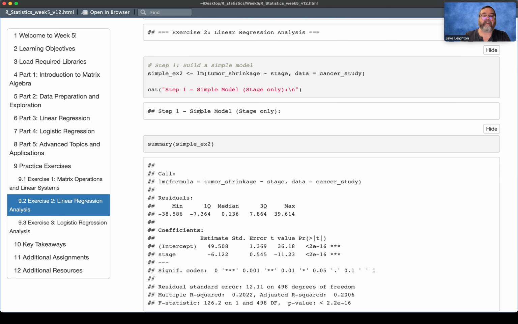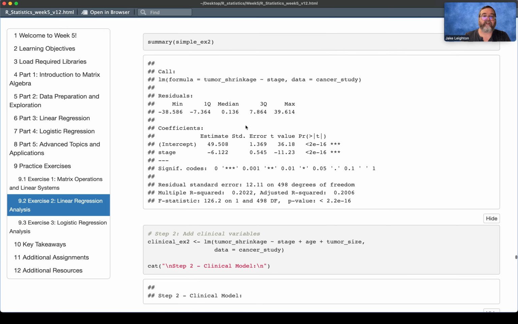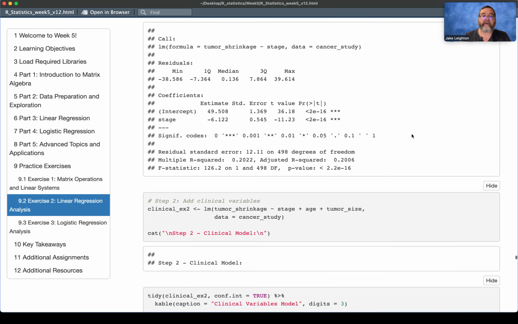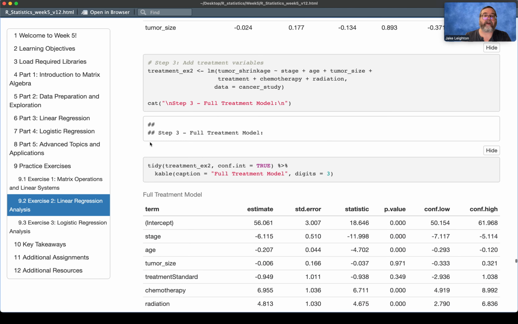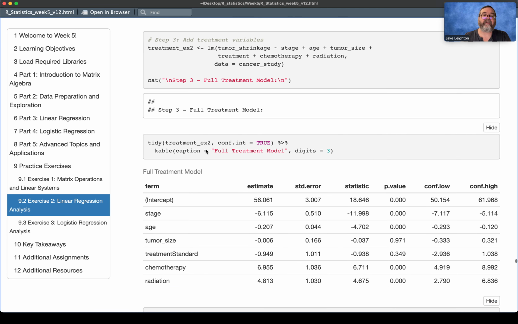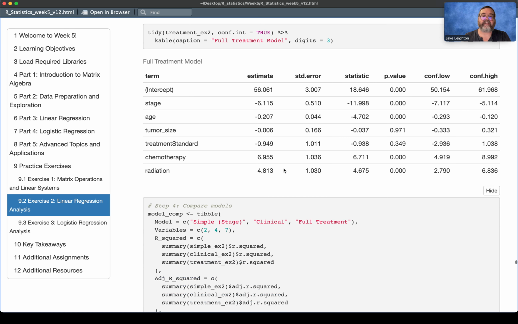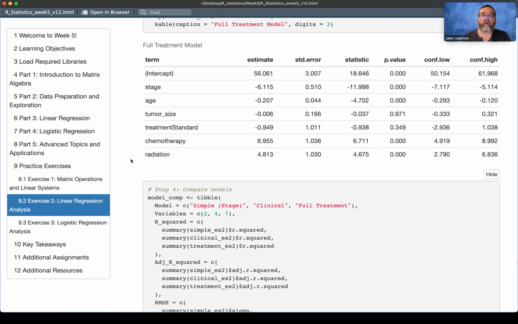So let's do a simple model here, stage only. And see what we got here, a big -6, we expect that, right? Let's add clinical variables. So down here we'll add age and tumor size to our model. We have a clinical example. And let's make a treatment model. We'll add treatment, chemoradiation, just adding a few more variables, building the model, adding complexity to it. And we get our result here. We see chemoradiation really high, stage low. Those are our biggest effectors we've seen the whole way.